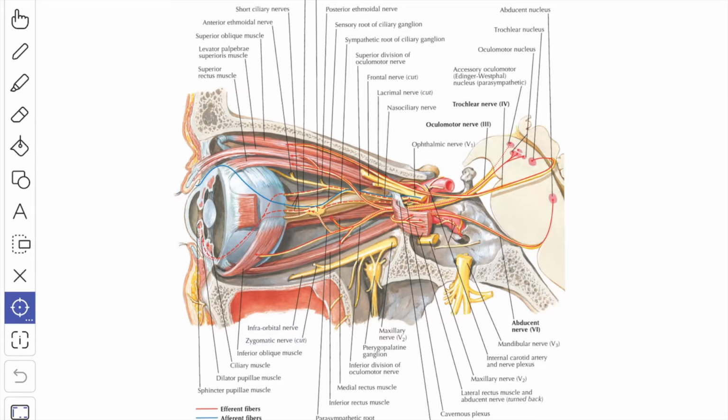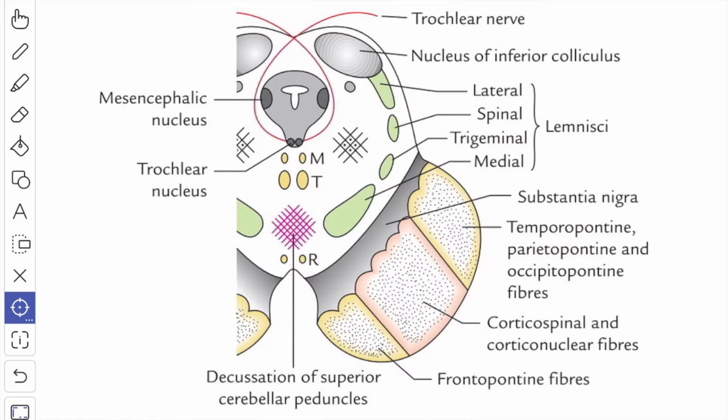oculomotor nerve. So this is a picture of the cross section of the midbrain at the level of the inferior colliculus. Here you can see this is the aqueduct. Surrounding this you have the periaqueductal gray matter. And here you have the trochlear nerve nucleus.